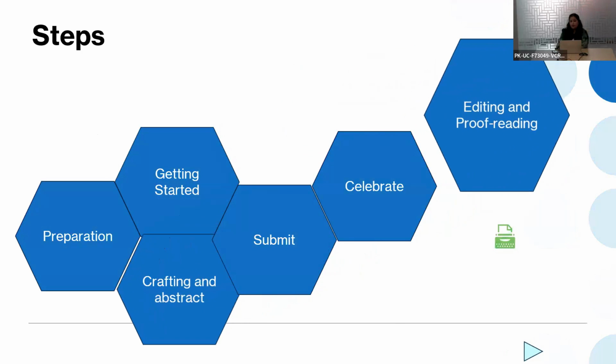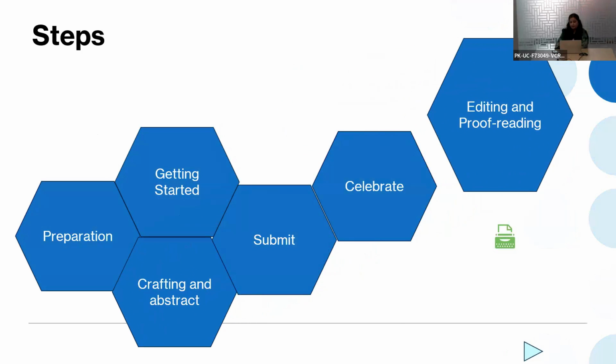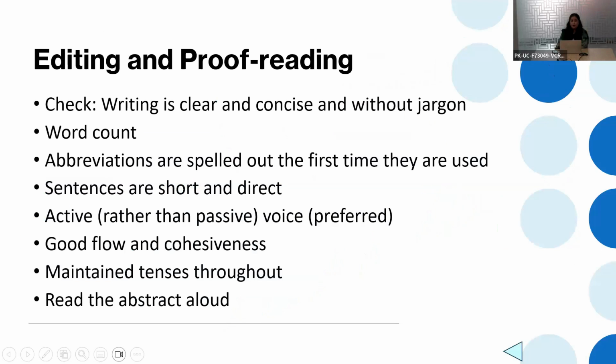You are now going to the fourth step, which is editing and proofreading, right? This is as important as writing the abstract. What good researchers usually do is that once they have written the abstract, they keep it aside for a few hours or for a day, and then the next day they look at it with a fresh eye and check whether the writing is clear, the word count is maintained, the abstract is succinct and concisely written, there are no jargons, abbreviations are spelled out the first time, there are no citations given in the abstract, the sentences are short, and the communication is very direct.